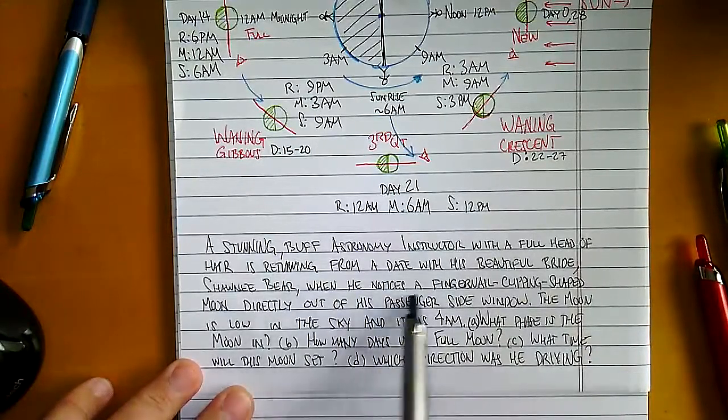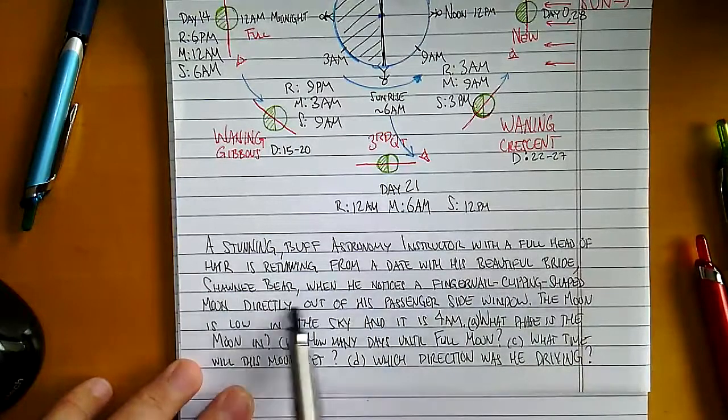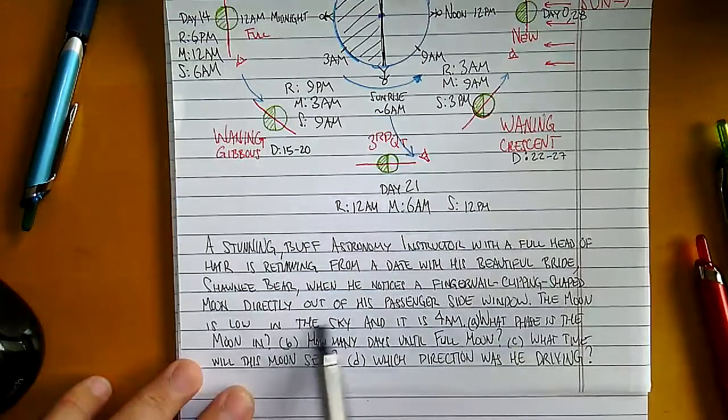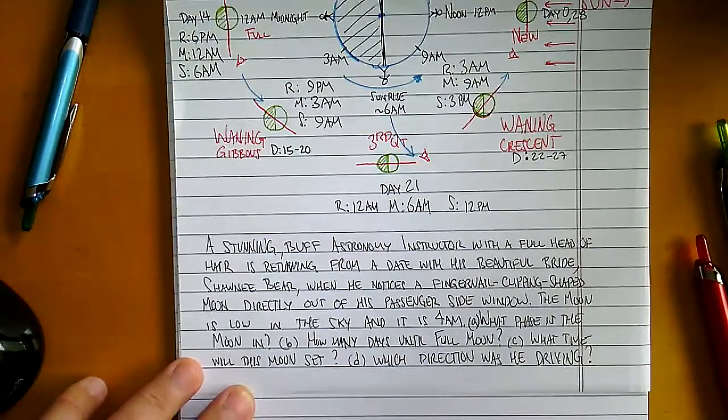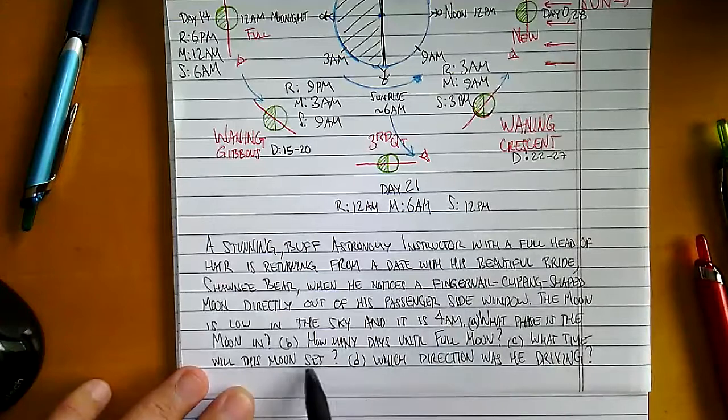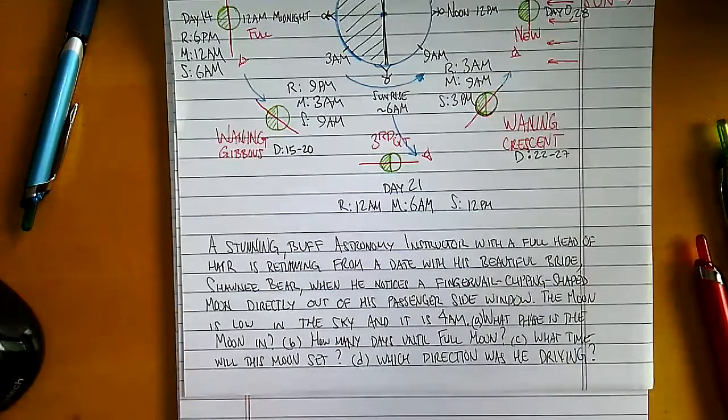Anyways, when he notices a fingernail clipping shaped moon directly out of his passenger side window. The moon is low in the sky and it's 4 a.m. What phase is the moon in? How many days until the full moon? What time will this particular phase of the moon set? And then finally, this is the coolest one of them all: which direction was he driving?